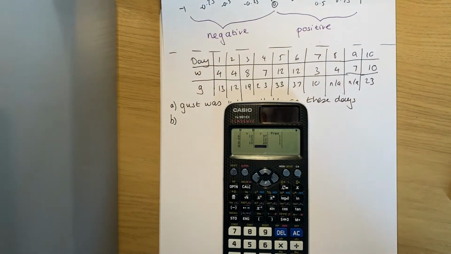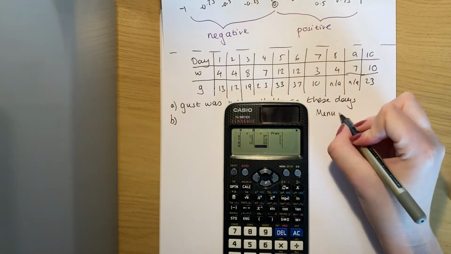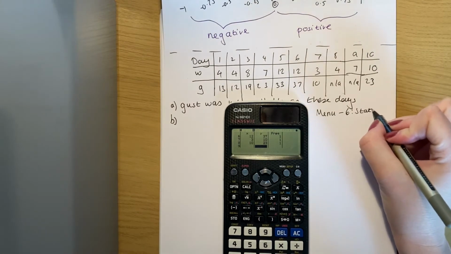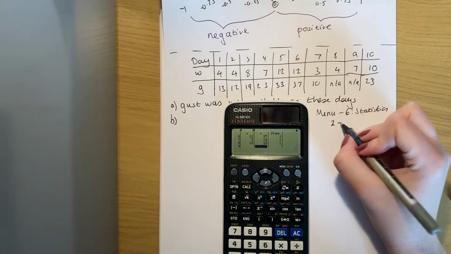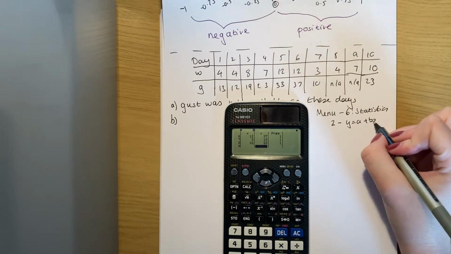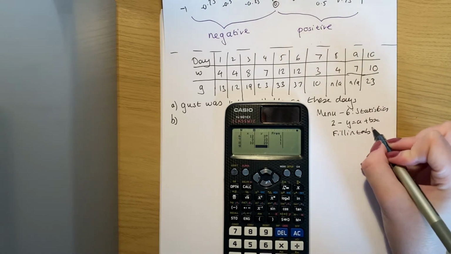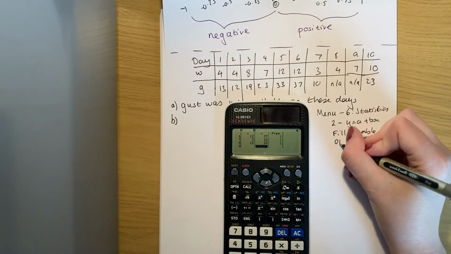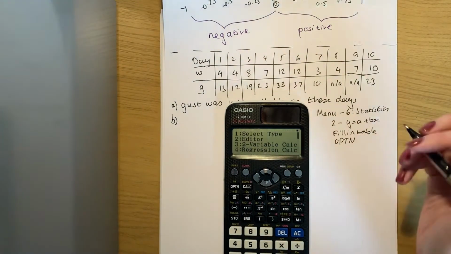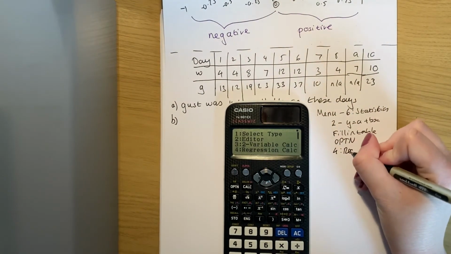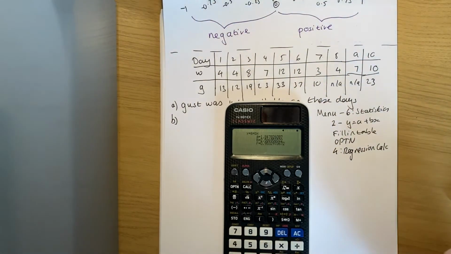When I've done this, I'll write that to the side. So menu, 6, statistics, then you choose 2, y equals a plus bx, and then you fill in the table. And then you're going to press the option button. And we want number 4, the regression calculation. So I'm going to press 4.